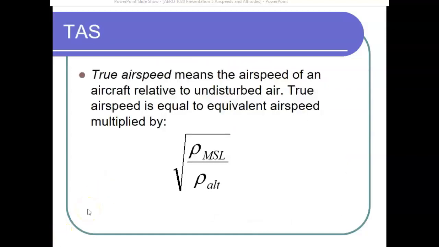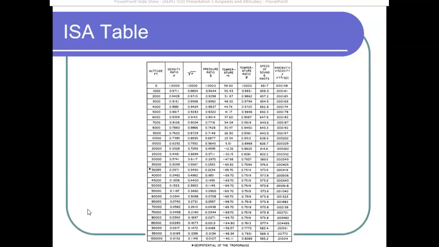Now, true airspeed is the airspeed of the aircraft relative to undisturbed air. And true airspeed is equal to equivalent airspeed multiplied by the square root of the density at mean sea level over the density at the aircraft's altitude. Now we can get the density ratio by looking at the ISA table, the International Standard Atmosphere table. And as you can see, at 0 feet altitude, the density ratio is 1. But as we climb, that changes. At 5,000 feet, the density ratio is 0.8617.